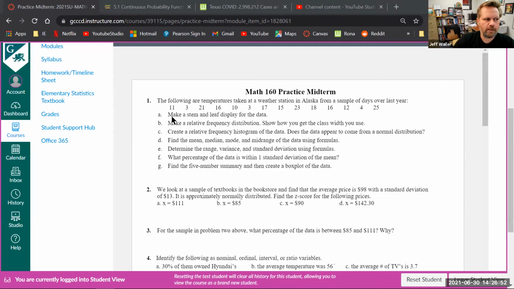What's a really smart way to make this easier? What can I do with my data first? Plug it into a list in the calculator, so that I can order it, sort it. Yeah, that'll make those easy, right? So let's see if we remember how to do that.